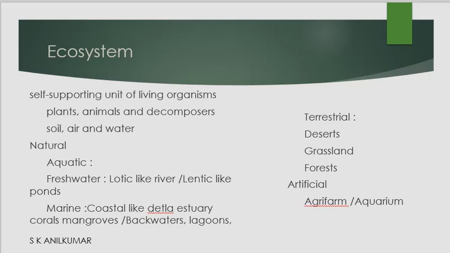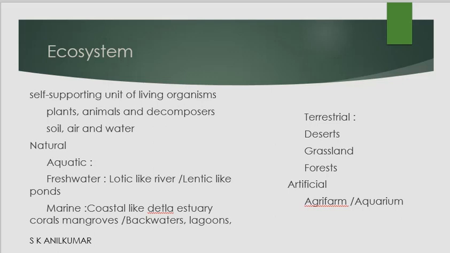All these things put together is an ecosystem, the self-supporting unit of the plants and animals and the decomposers, because when these plants and animals die, something has to help to decompose them and bring them back into the natural elements or compounds of the soil, and then they will be again used by other plants and animals for their sustenance. So this is ecosystem.